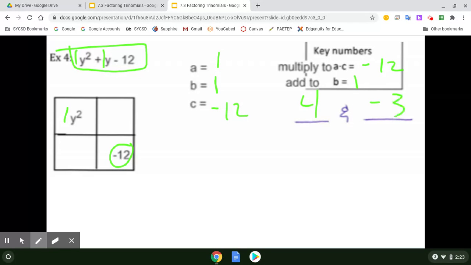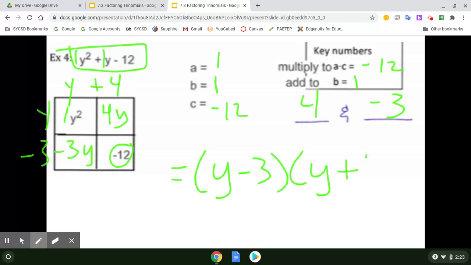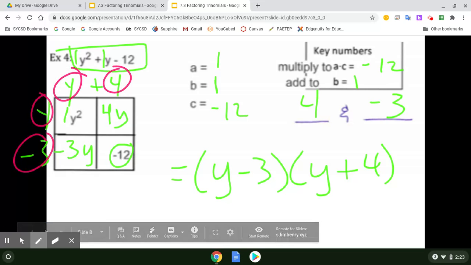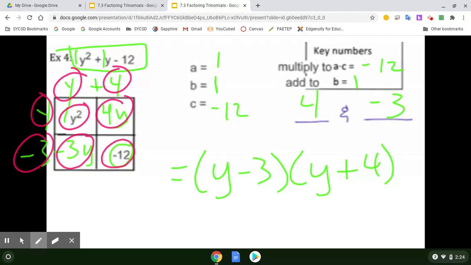4 and negative 3. Now notice we're using the variable y here, so this has to be 4y and negative 3y. So we've got y and y, plus 4, minus 3. So our factors are y minus 3, y plus 4. And it's very easy to check. Remember, if you were to go back and multiply each of these numbers, they should multiply to what's inside, but then what's inside should add up to your original product.